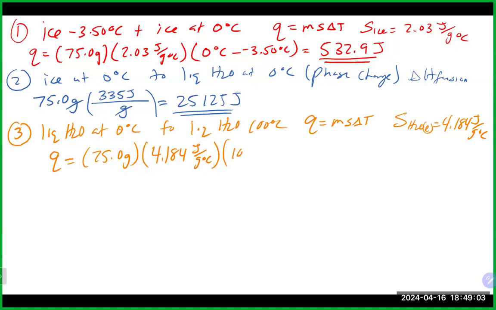Final temperature 100 degrees, initial temperature 0 degrees. And that's going to give us about 31,380 joules of energy to do that transition. So that's the amount of energy needed to take our liquid water at 0 degrees all the way up to liquid water at 100 degrees. Any questions on that so far?